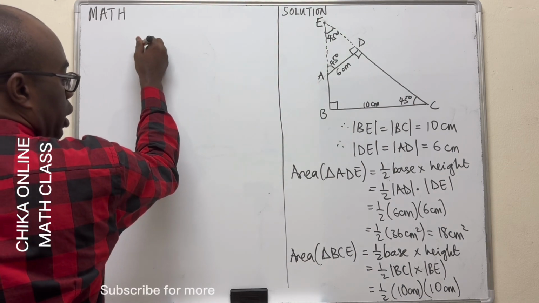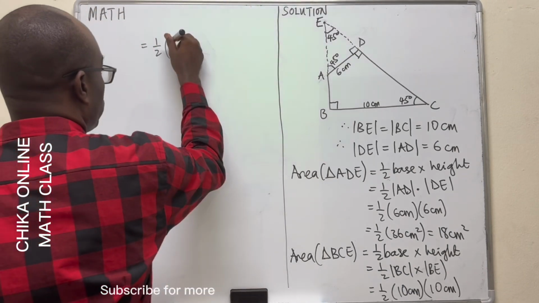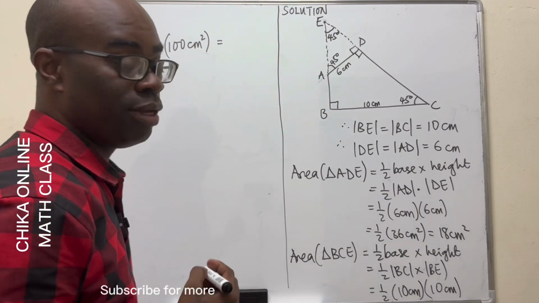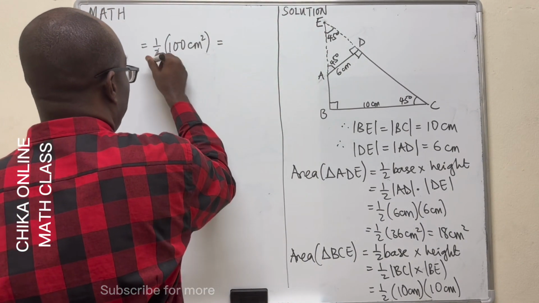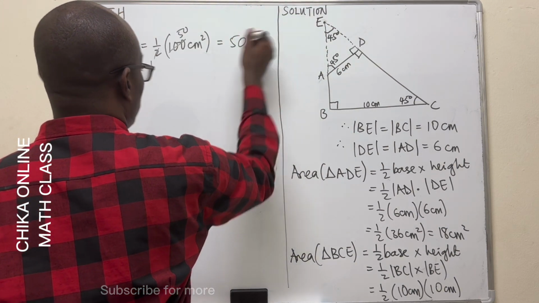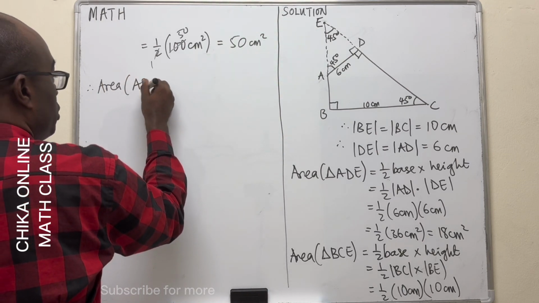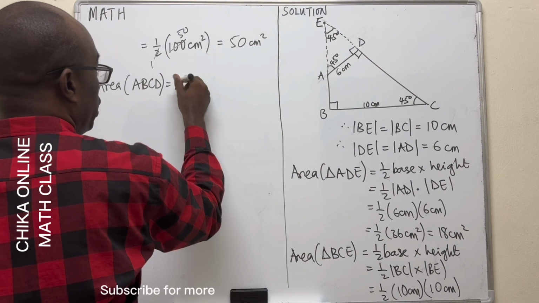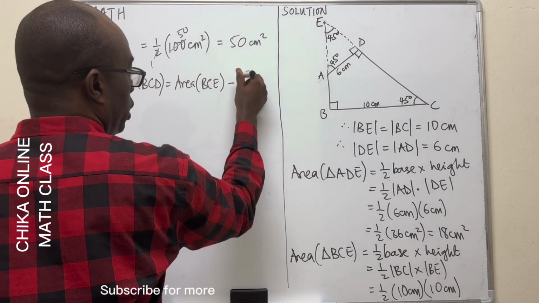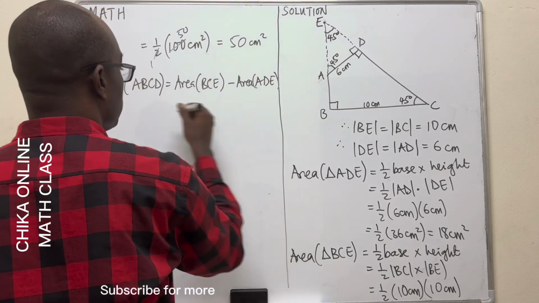We have equal to half 10 cm times 10 cm will give us what? 100 cm squared. And what is half of 100 cm squared? If 2 divides 100, you get 50. So this is what? 50 cm squared. Therefore, area of ABCD is equal to area of BCE minus area of ADE, triangle ADE.